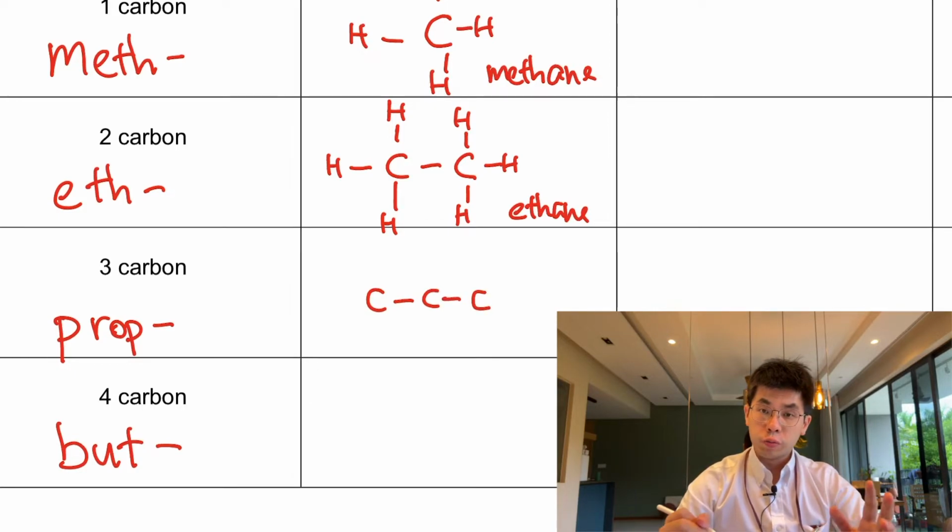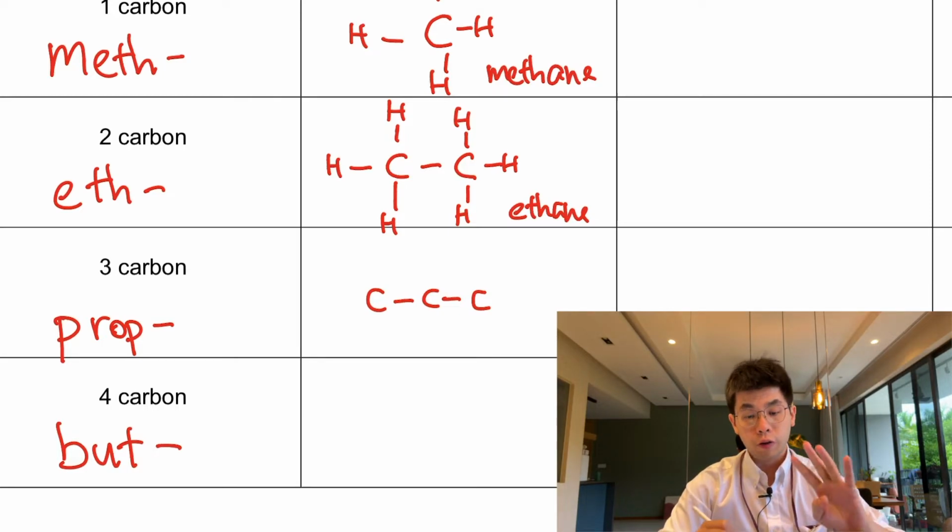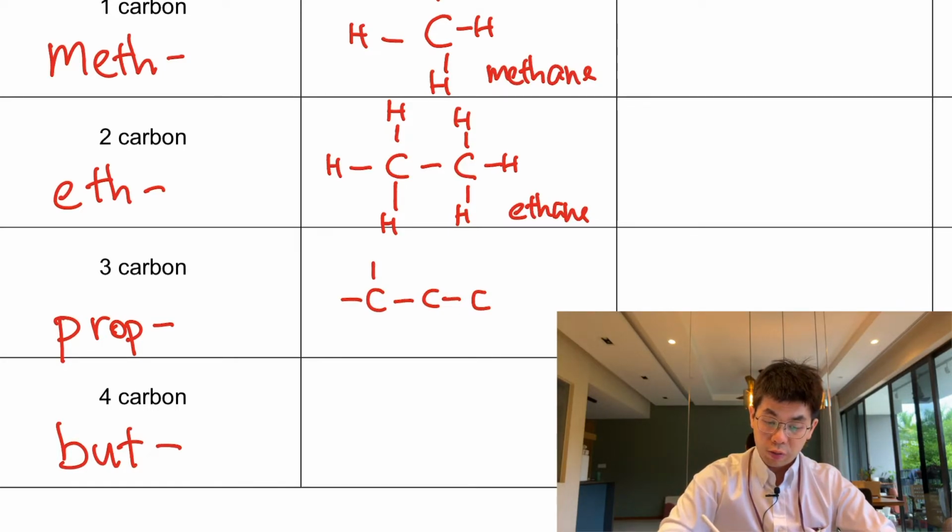Okay, functional group, single bonds. So each carbon can only have a maximum of 4 bonds. So this one add 3 more. This one, because got 2, add 2 more. This one add 3 more. And then the rest of it all H's.